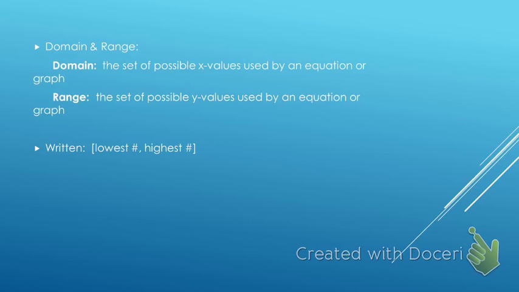Now when we're talking about the first item, domain and range. Domain is the set of possible x values that we're going to be using by the set of equations, or possibly the graph. And the range is going to be the same thing, but this time we're going to be looking at possible y values. Now all of our points are going to be included at this point in time, and so we're going to be writing with a notation where we're going to put a bracket, and then we write the lowest number, and then we write the highest number for that specific variable.